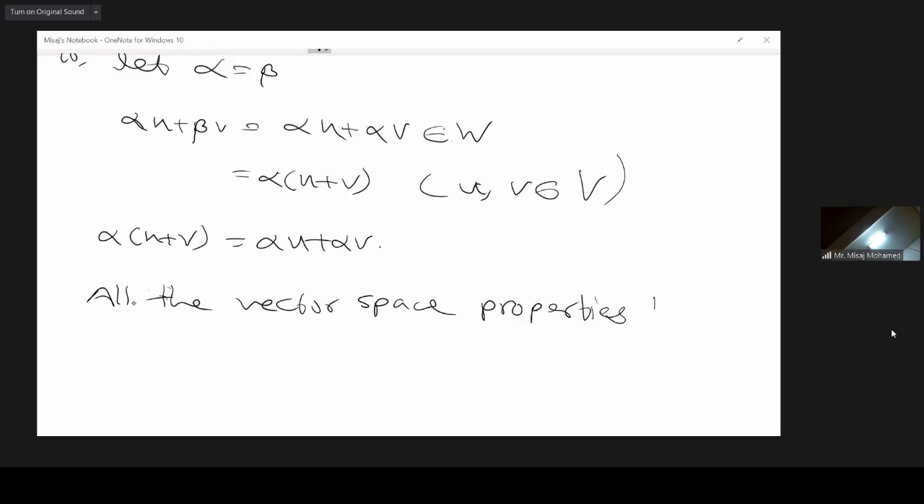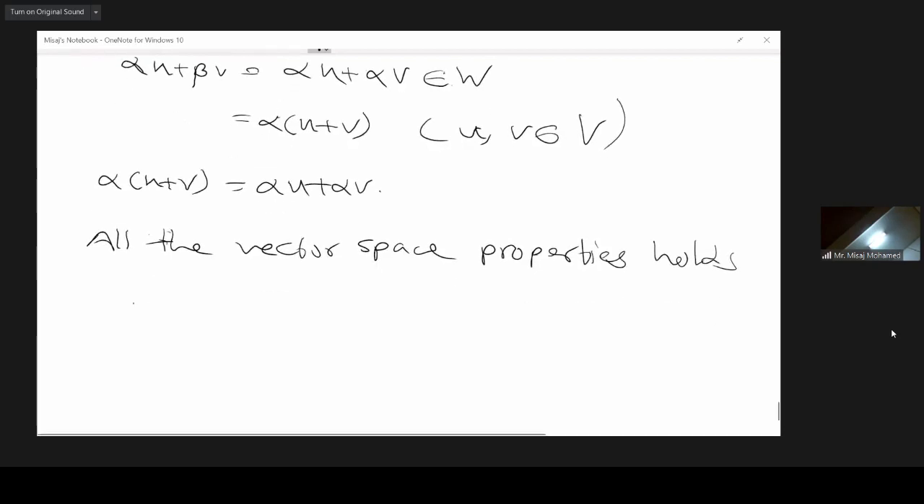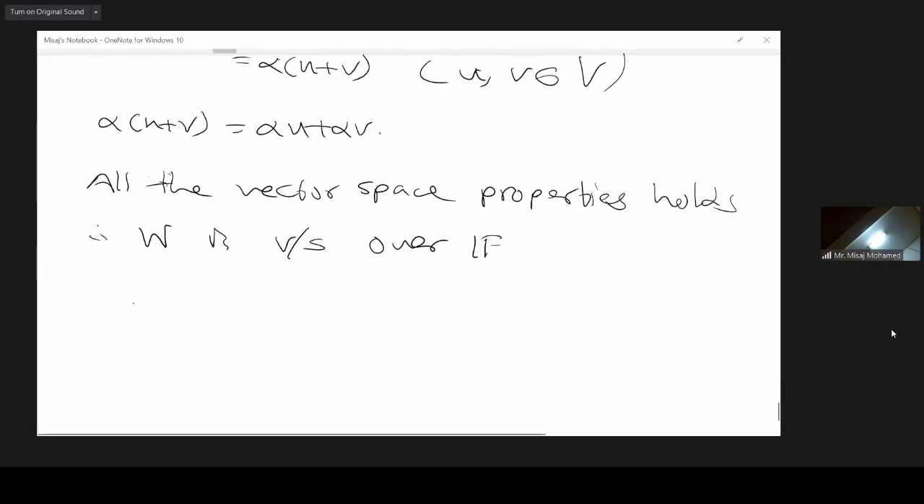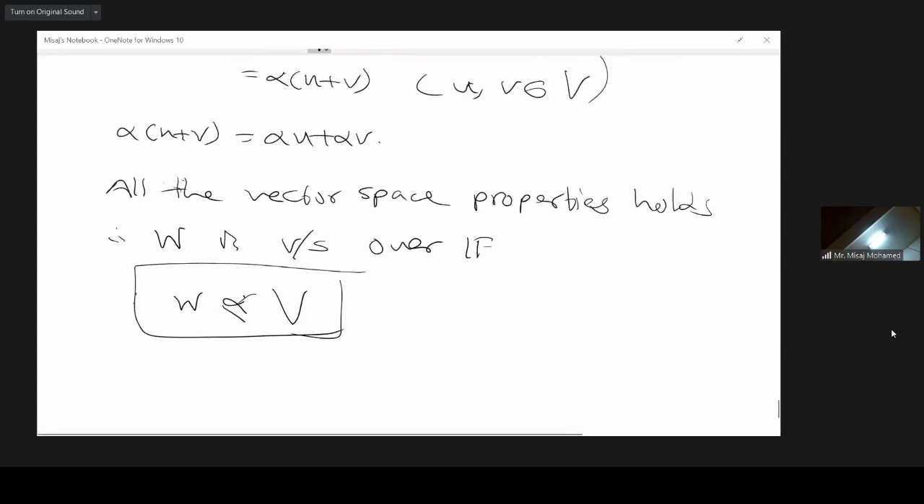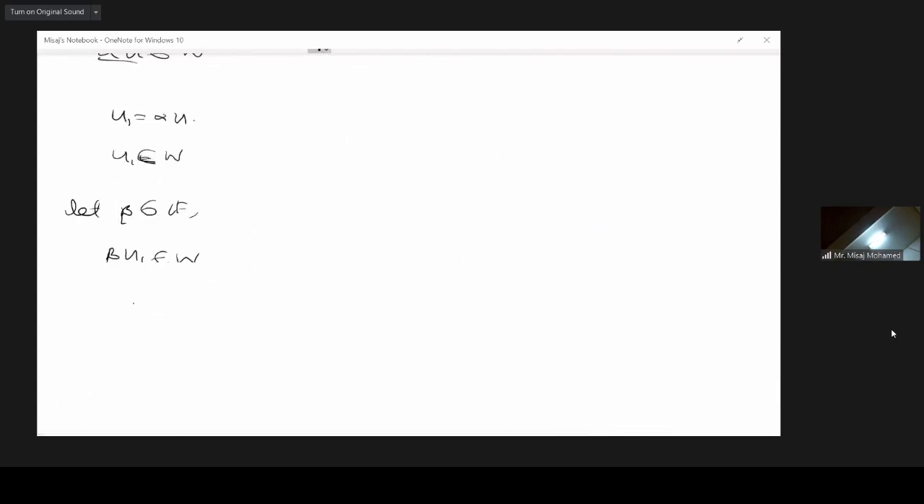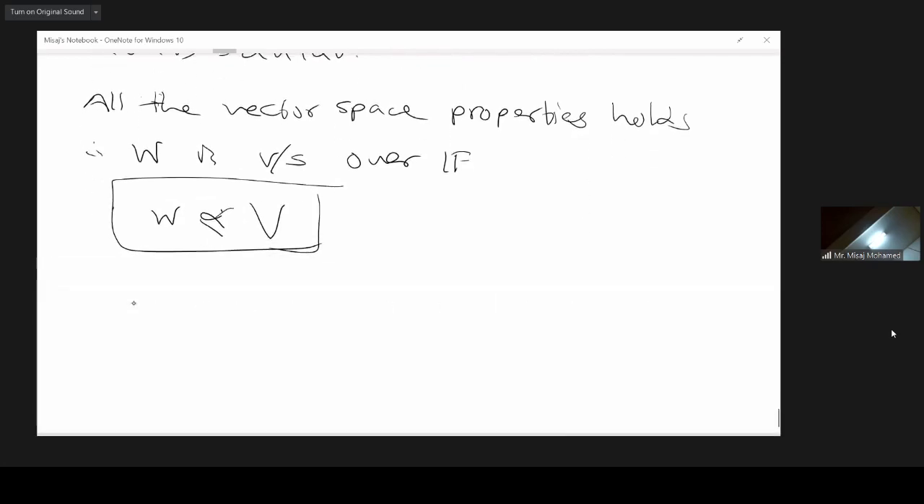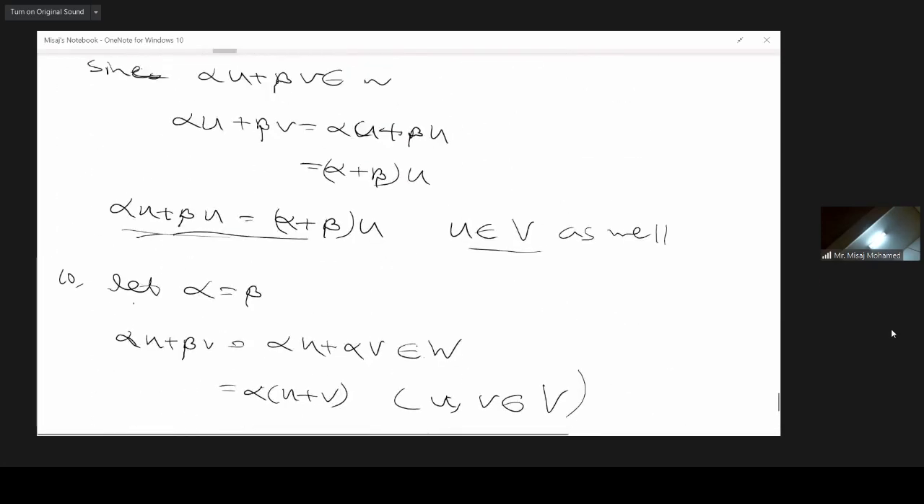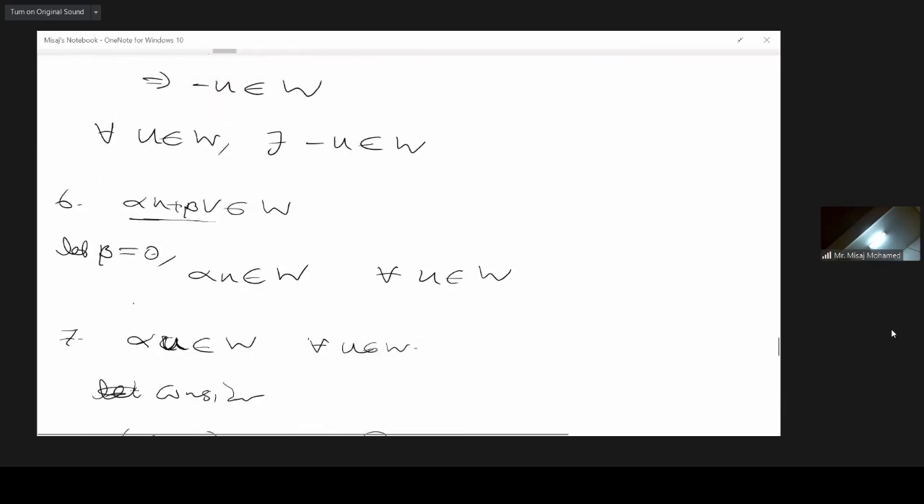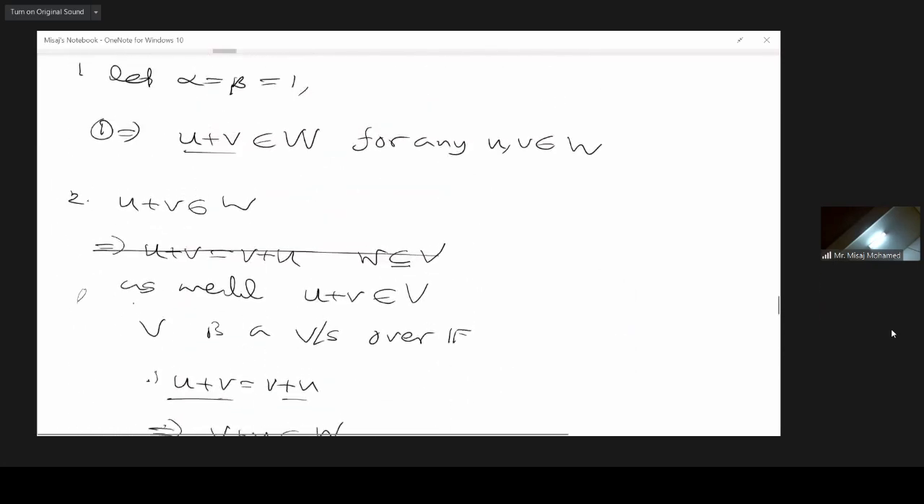So all the vector space properties hold. Therefore, W is a vector space over F. Therefore, W is a subspace of V. Right? So this is a very important theorem. I'm going to summarize again. Time is running out very fast.